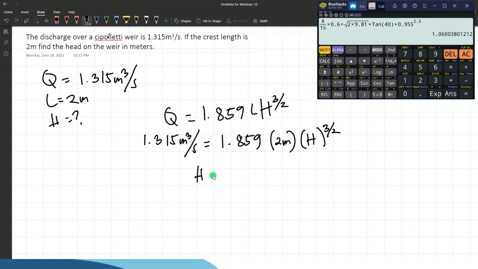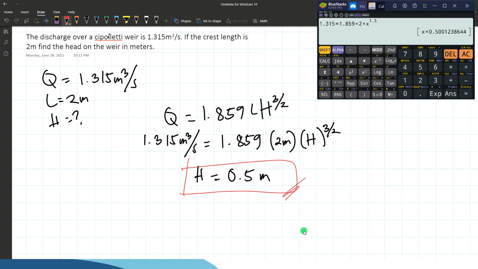So let's directly solve this in a calculator. H is equal to 1.315 over 1.859 times 2, all raised to 2 over 3, or 1.5. So the answer is 0.5 meters. That's the head of your trapezoidal weir or Cipolletti weir.